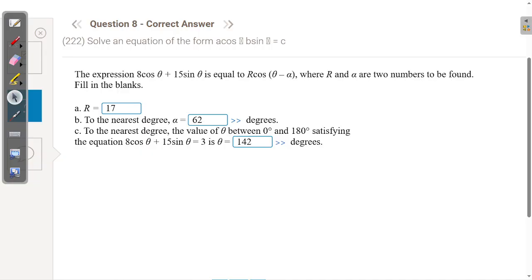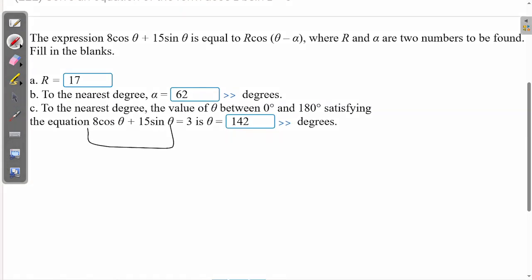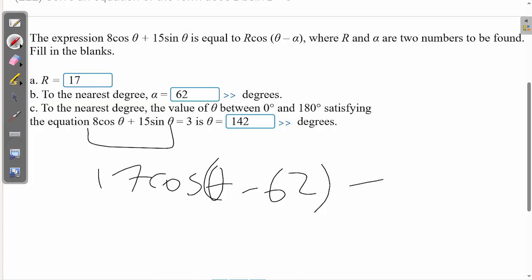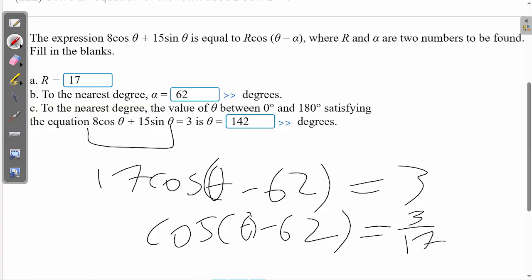Now, to the nearest degree, the value of theta between 0 and 180 satisfying this equation is what? We know this part is equal to 17 cosine of theta minus 62 equals 3. Now we can solve it since we have one function. So we can say cosine of theta minus 62 is equal to 3 over 17.